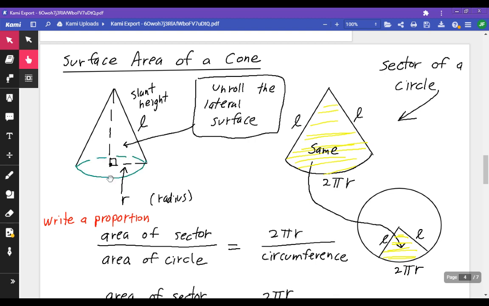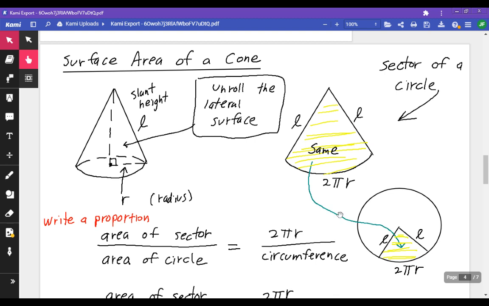I'm sorry, the circumference of the circle. The circumference of this cone, the circle on the bottom of the cone, is going to be 2 pi r. So that's going to be this curvy part of the pizza slice. The slant height of this cone is just going to be these two edges of the piece of pizza right here, these that I have marked L. Okay, now here's the hard part.